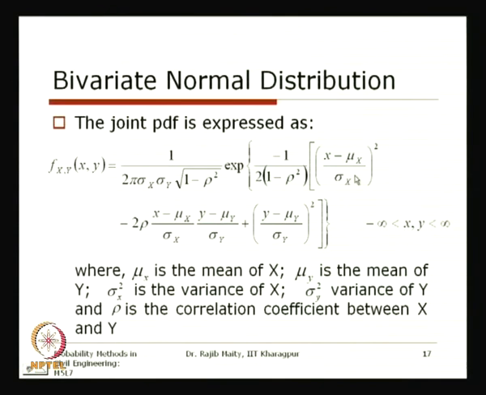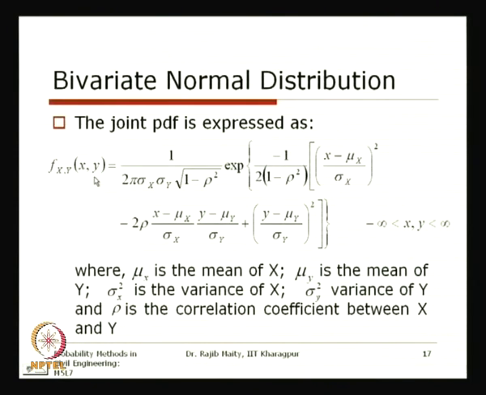Just in a minute we will take up that one. So this is (x minus mu x by sigma x) whole square, and the third component is (y minus mu y by sigma y) whole square, and the second component is their joint term, that is, 2 rho (x minus mu x by sigma x) multiplied by (y minus mu y by sigma y). Now you can see here that if x and y are independent, then you know this will be the product of their marginals. So that is the check for independence.